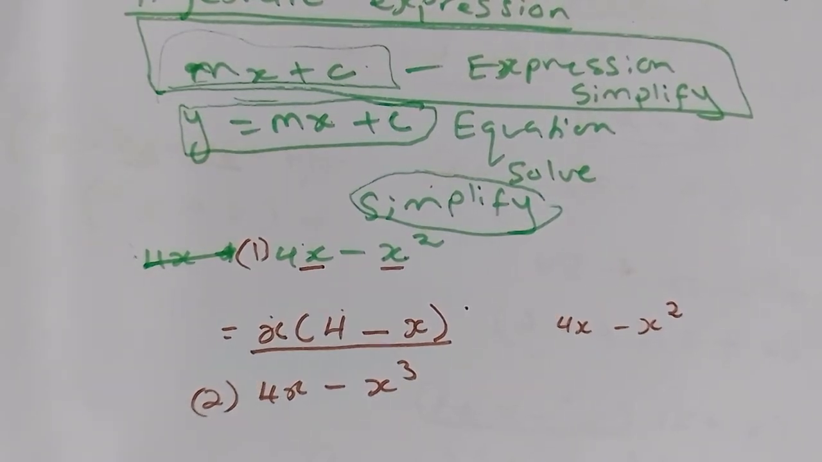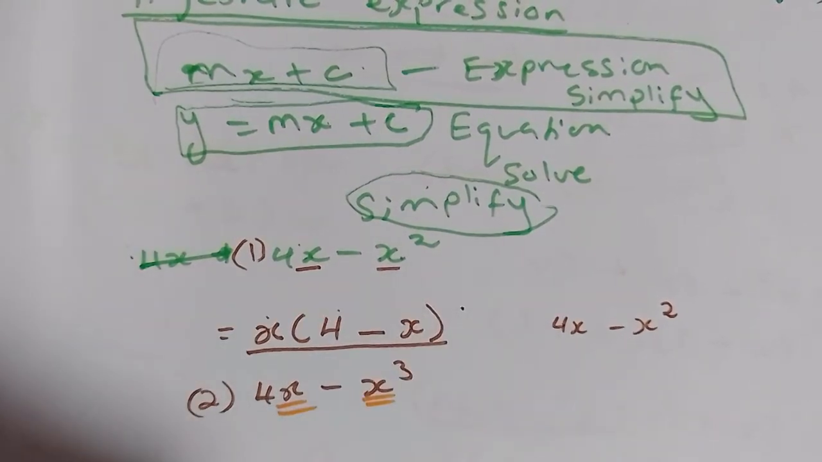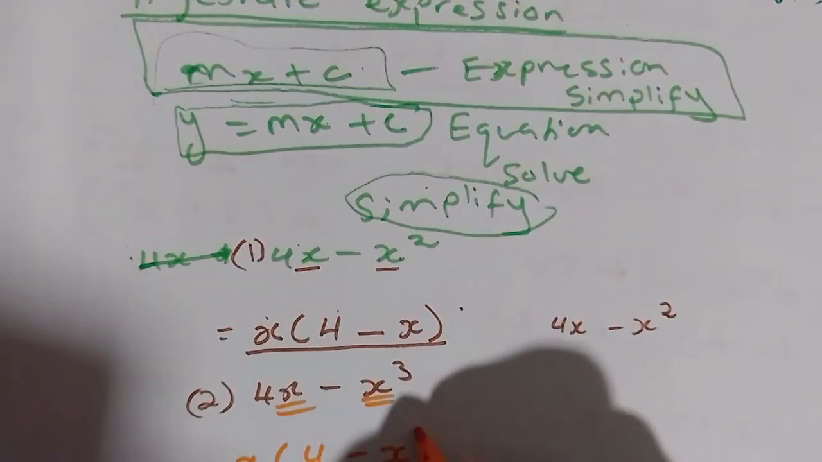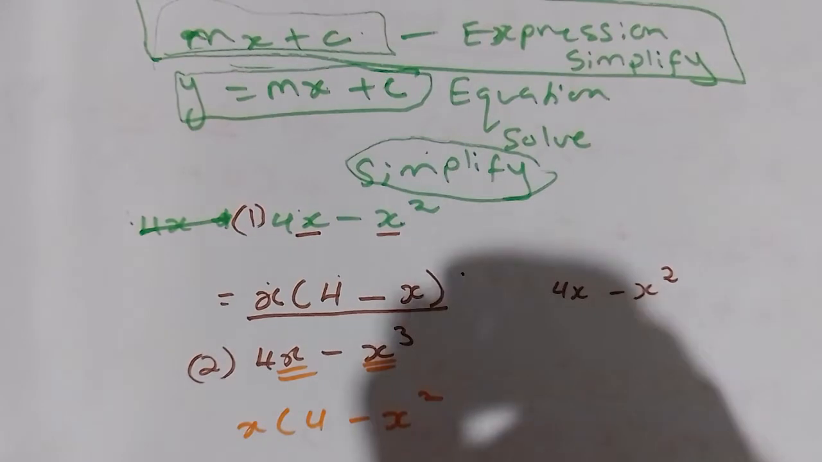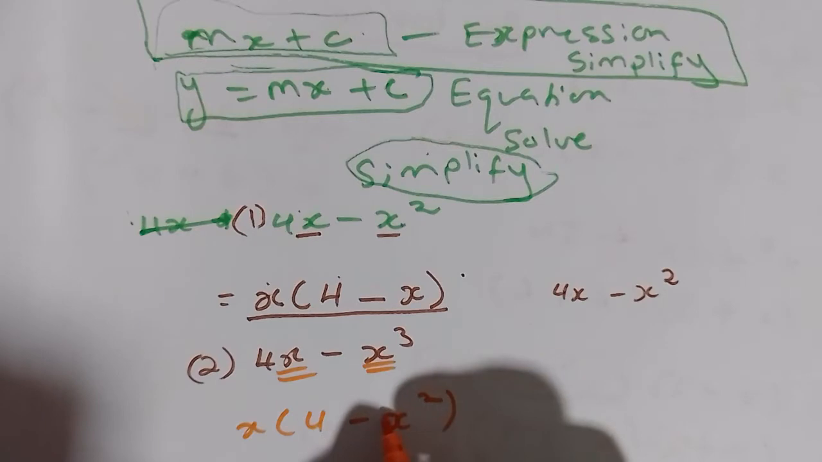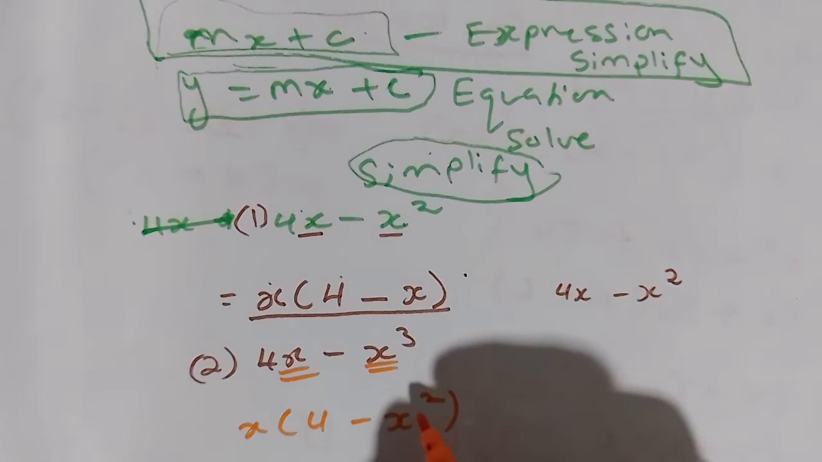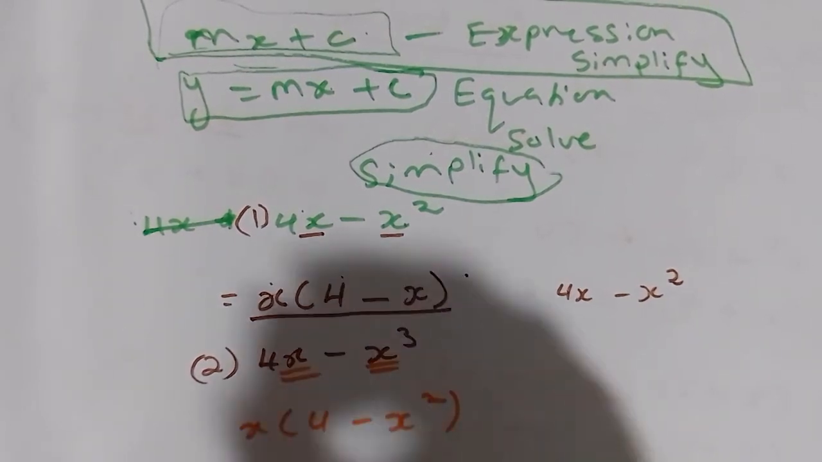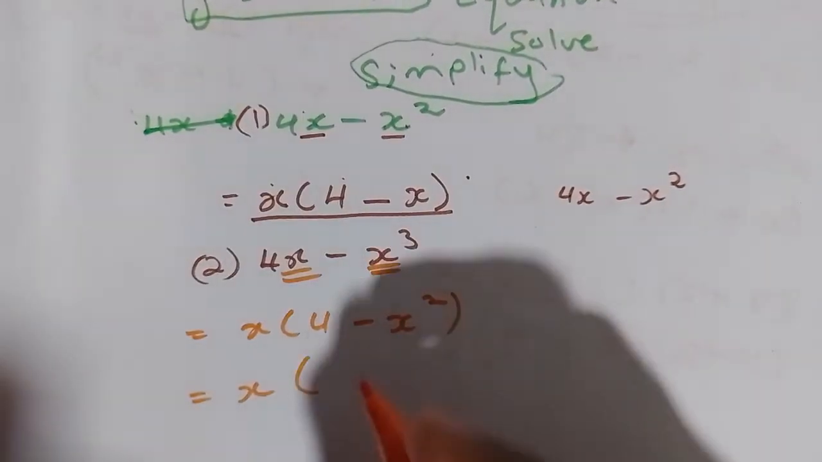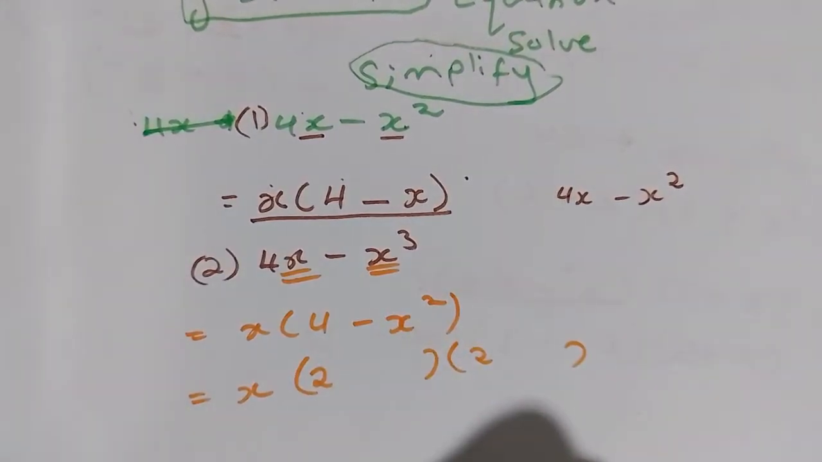In this type of question, I'm just going to say, but I have x as a common factor. I'm going to have x into 4 minus x squared. Then when I solve it, I see that this is a difference of 2 squares. What do I mean when I say this is a difference of 2 squares? It means I can factorize this. I can factorize this question and say, x into, open 2 brackets, I have 2 here, I have 2 here.